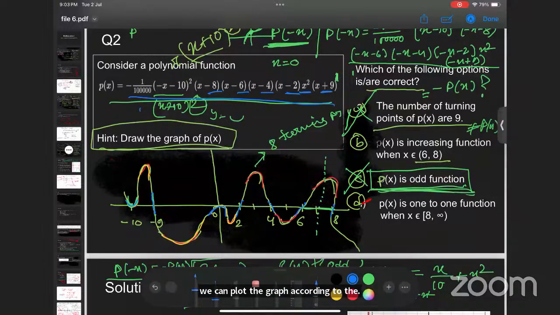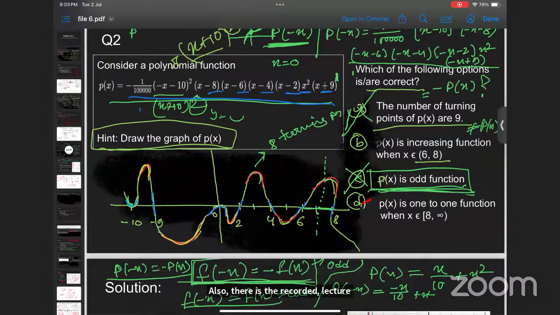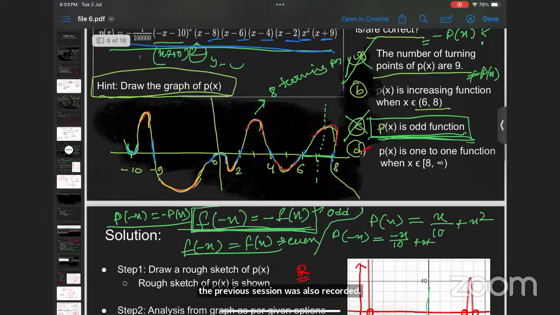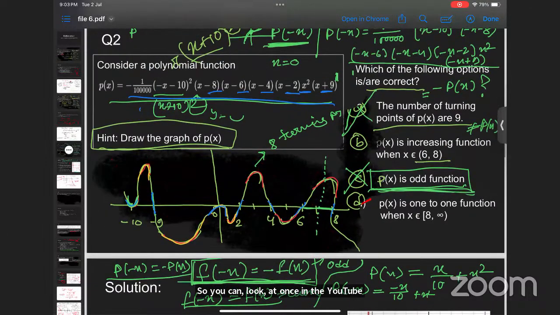I think we already covered how to plot the graph in the open session. Also, there is a recorded lecture, and the previous session was also recorded. So you can look at it once on YouTube. Okay, madam.